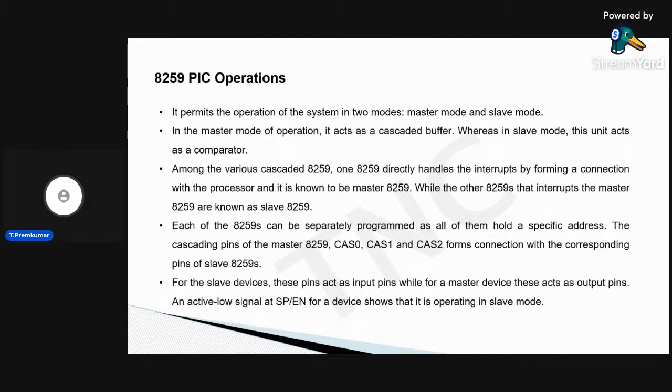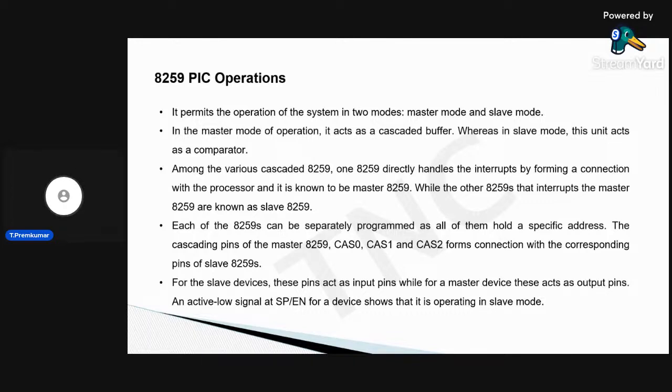In the master mode of operation, it acts as a cascade buffer, whereas in slave mode, the unit acts as a comparator. Among the various cascaded 8259s, one 8259 directly handles the interrupts by forming a connection with the processor, and it is known as the master 8259, while the other 8259s that interrupt the master are known as slave 8259s. Each of the 8259s can be separately programmed as all of them hold a specific address.